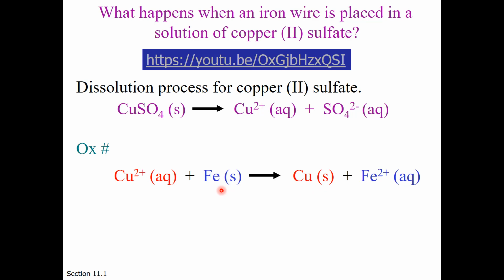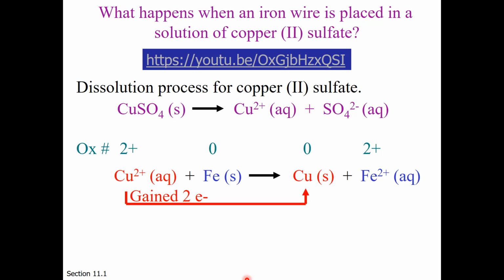Let's look at the oxidation states for this reaction. Copper is in the +2 oxidation state. Iron is an element in its solid state, so that would be oxidation state 0. Copper would be 0 oxidation state, and iron would be a 2+ oxidation state. So the copper is going from +2 to 0 oxidation state. This is different than precipitation because the oxidation state has changed.